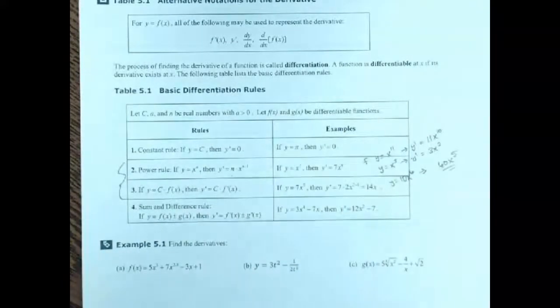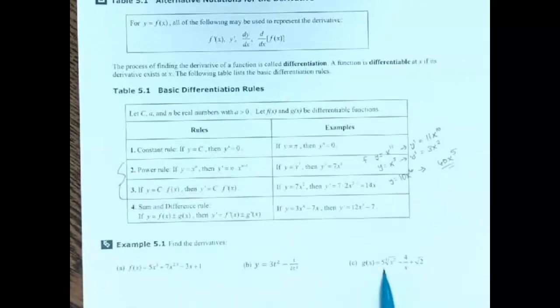And then the last one, sum and difference rule. This is pretty easy. If you have addition or subtraction between different chunks of this function, so if you have like a polynomial, or just any other terms that have addition or subtraction between them, it's really no problem. You just take the derivative of each piece individually, and then you add them and subtract them together. So you just deal with each piece on its own, and then you're going to be fine.